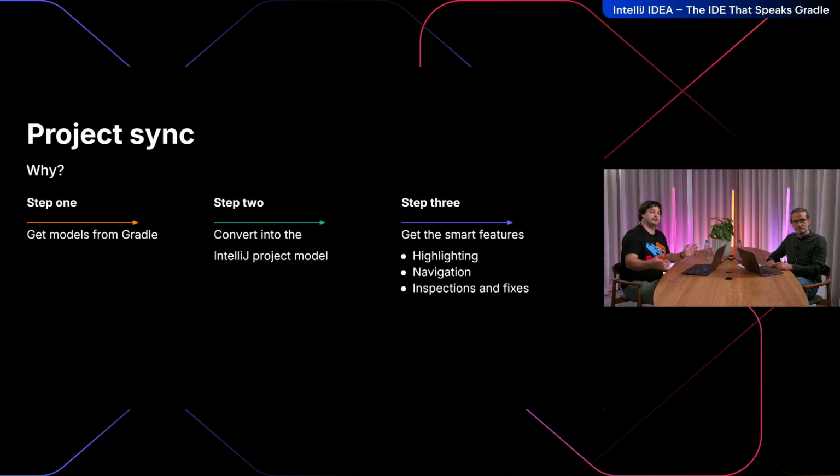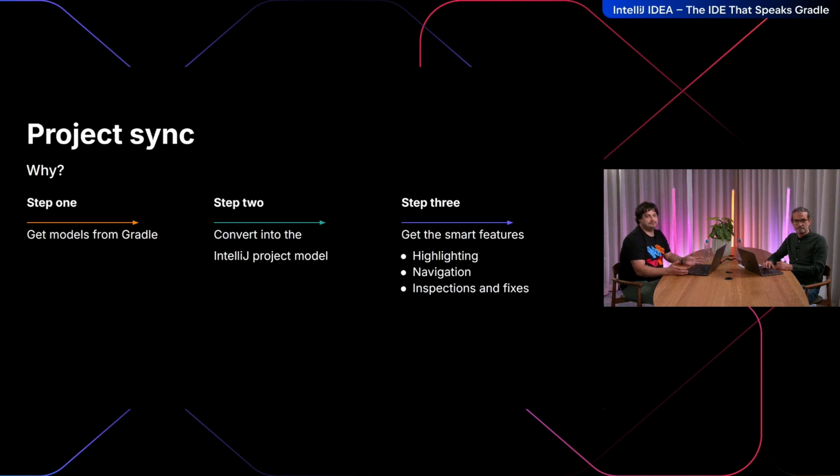What happens next? With all these models we got from Gradle, we merge them together to build an IntelliJ project model. Basically it's the project structure you see in the project tree. For more details, if you open the project structure dialog, you see what models are there, how they depend on each other, what binary dependencies are there, and so on. So this is a project model.